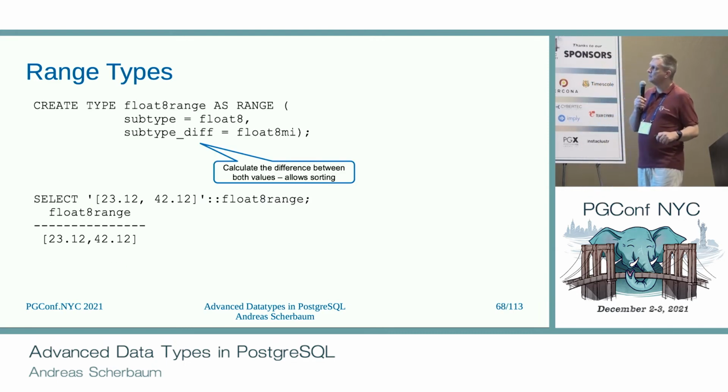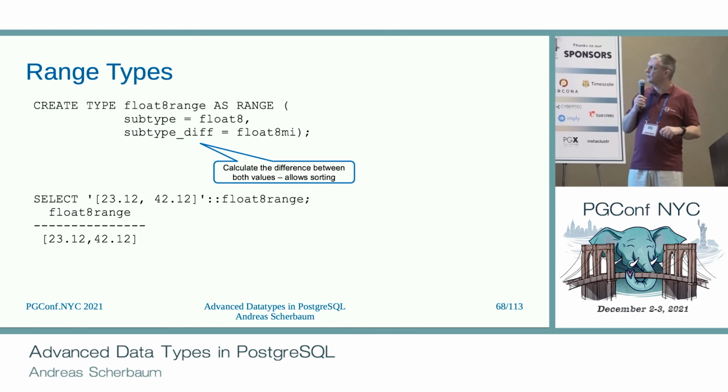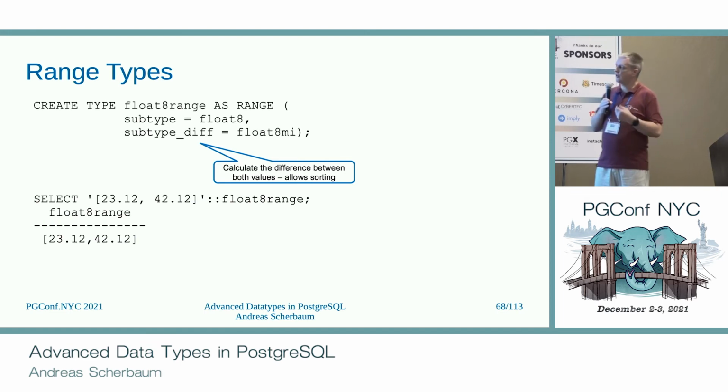Create type, give it a name, and specify it as a range. You have to specify what data type you're going to use. In this case, it's a floating number. And you want to specify how you can sort, how you can calculate the difference between the two values, start and end value. You can use one of the functions Postgres provides. So for float8, it's just an existing function.